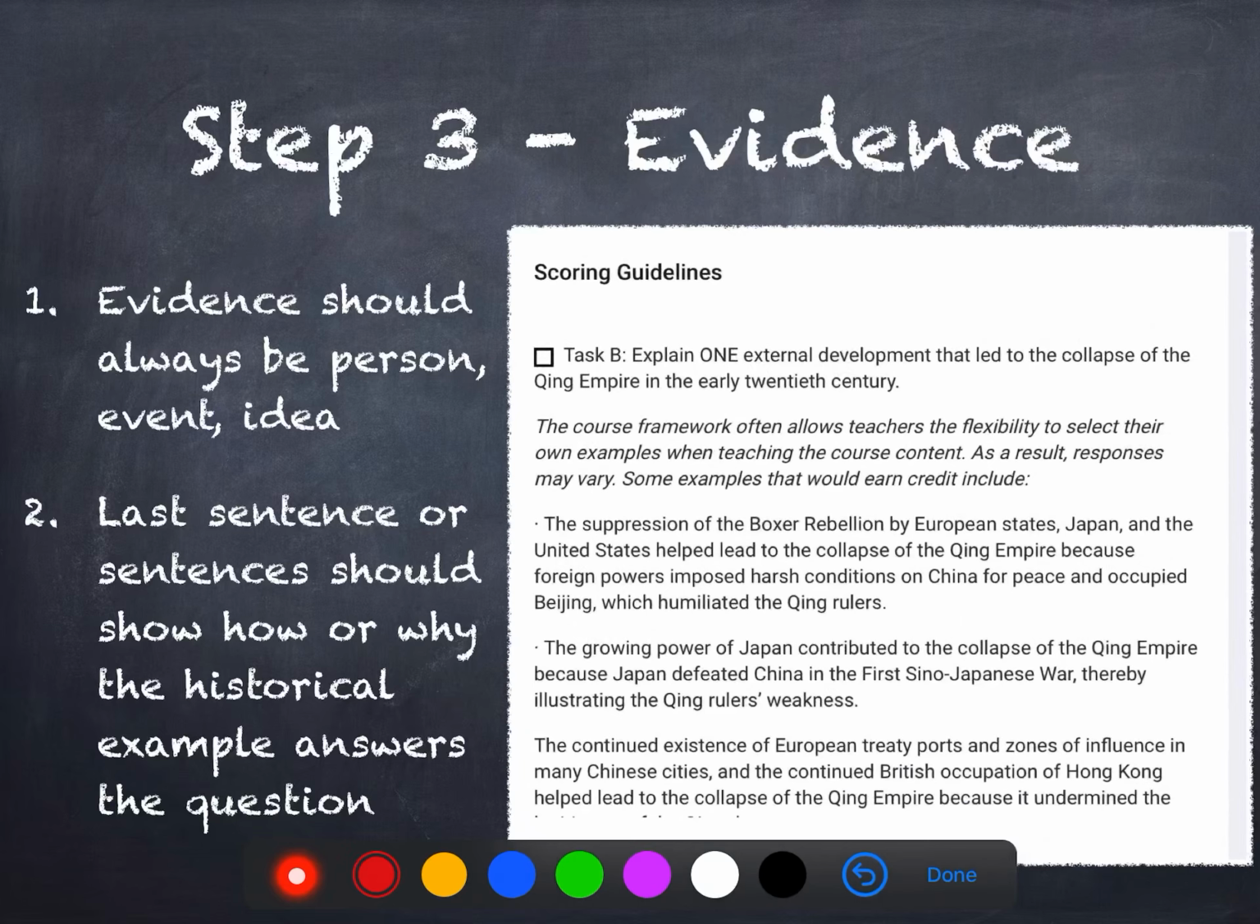Okay, let's look at the second type of question. So for Task B, usually the questions build in complexity, and that means they build in length, but you should never go beyond 4 sentences. Never go beyond 4 sentences. So Task B asks us to do something different. Task A asks us to just identify, one sentence. Task B asks us to explain.